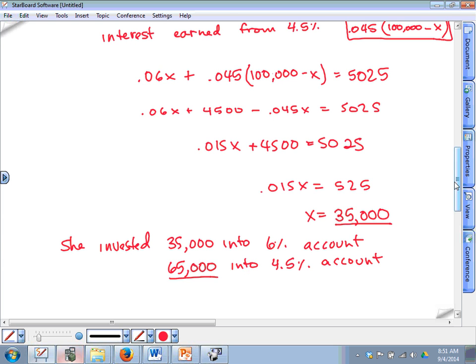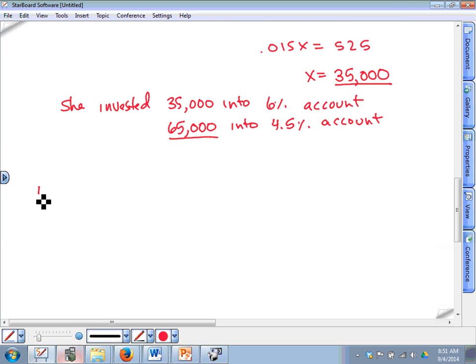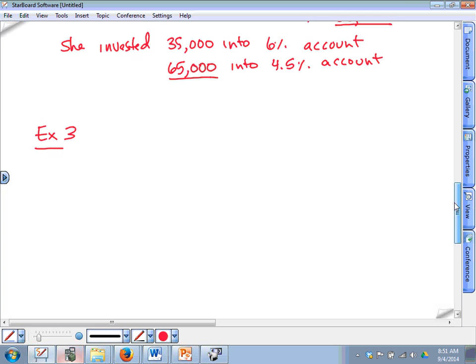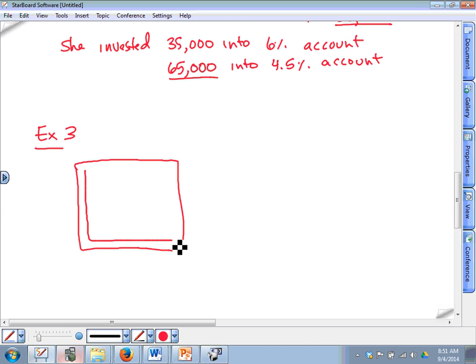Let's do a picture one. Example 3. Let's get some drawing going, and I'm terrible at drawing. Draw a square. And then inside the square, draw another square. And then inside the second square, I want you to draw a dodecagon. Just leave it like this.